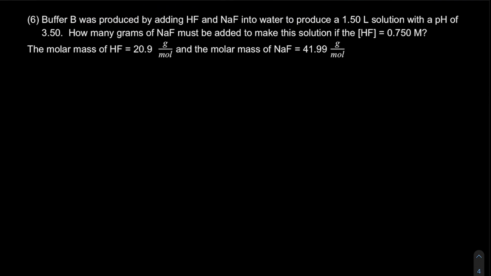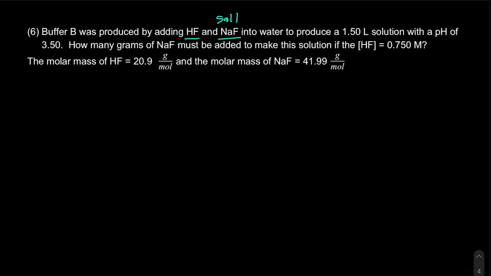Now let's say we wanted to make a specific buffer. So we want to make a buffer by adding some amount of an acid and some amount of its conjugate base. Again, here we have a salt that contains the conjugate base. So we're going to get Na+ and F-, and we add it into 1.5 liters of a solution, and we know that we have a specific pH. So our goal pH for our buffer is 3.50.